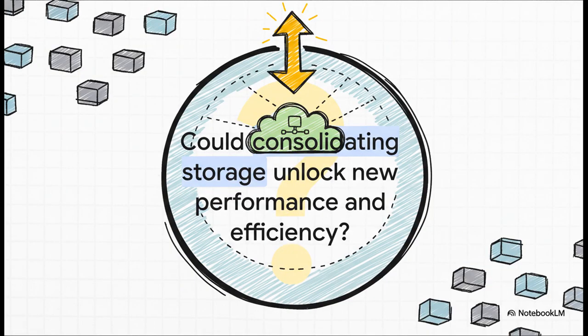So I'll leave you with this question. Take a look at your own cloud environment. Where are the performance bottlenecks holding you back? Where are you overspending on all that fragmented storage? I mean, what could you actually achieve if you broke down those silos and unleashed the consolidated power of something like an Elastic SAN? It's something to really chew on, right?